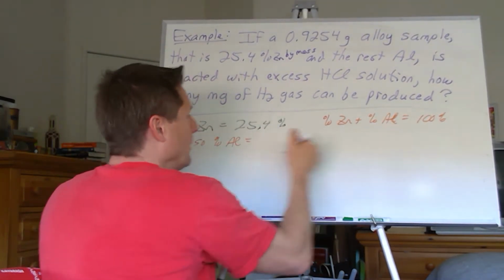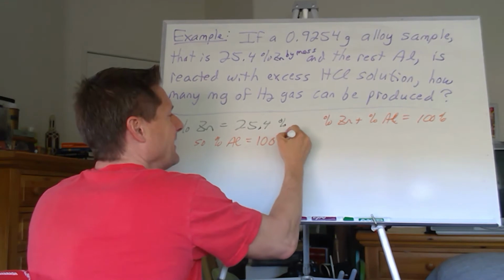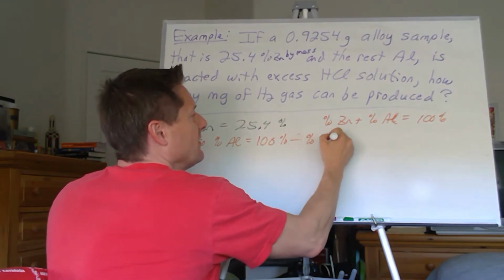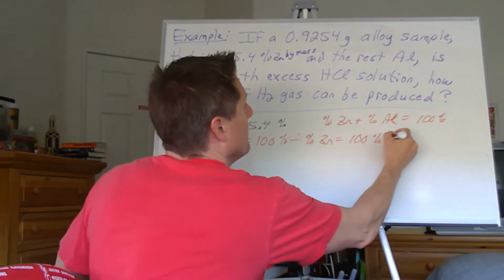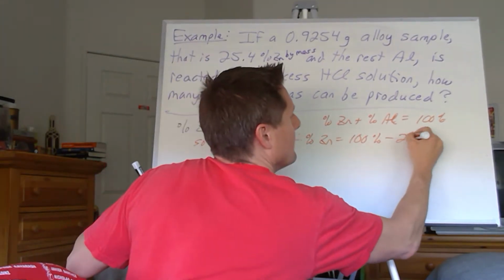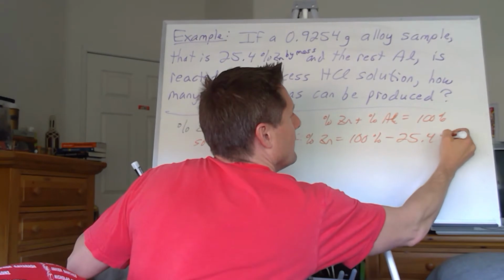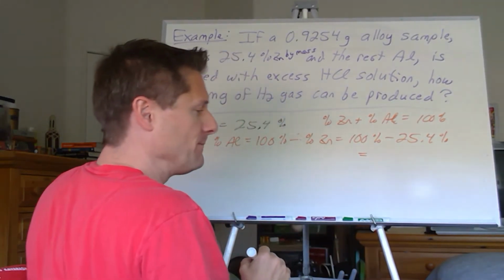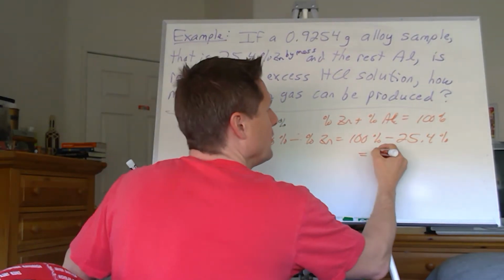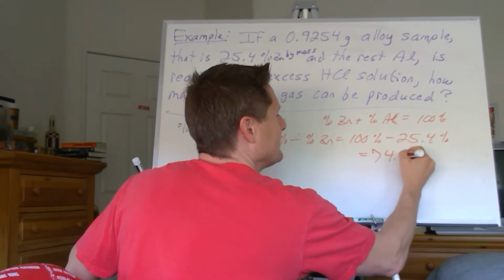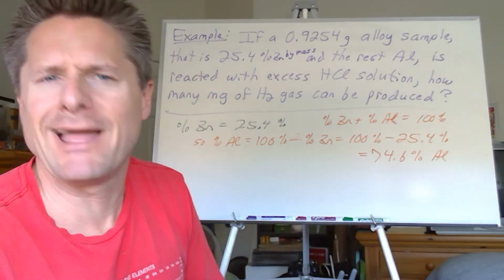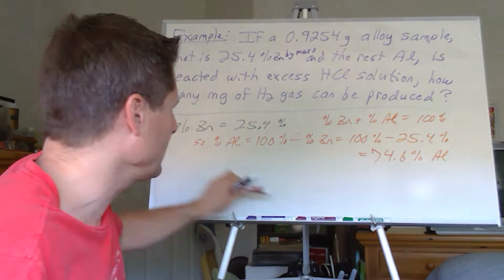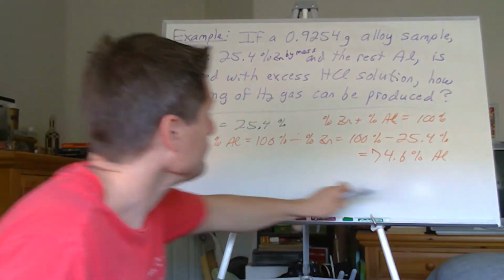That will just be 100 minus the percent of zinc. So we're going to go 100%, that's an exact number, minus 25.4. Pop that in your calculator, and you should get 74.6% aluminum. Just do that in your head, or just pop it on your calculator. You don't have to show me that.